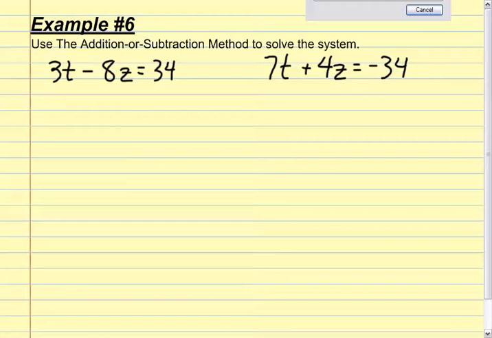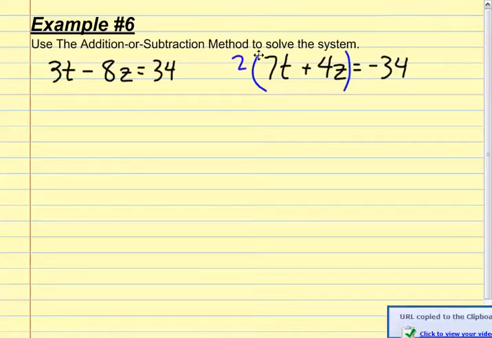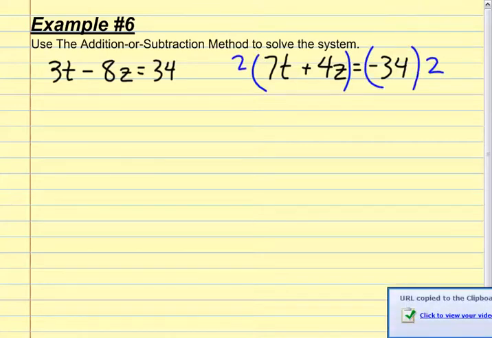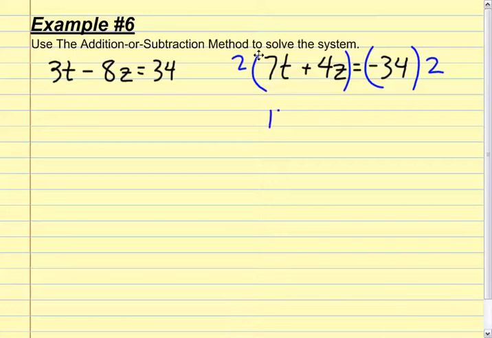What should we do? Well, since 8 is a multiple of 4, you're just going to multiply that entire second equation by 2. So you want to take this one and multiply it by 2. Yes, because 8 is a multiple of 4. And so that's going to give us 14t plus 8z is equal to negative 68.